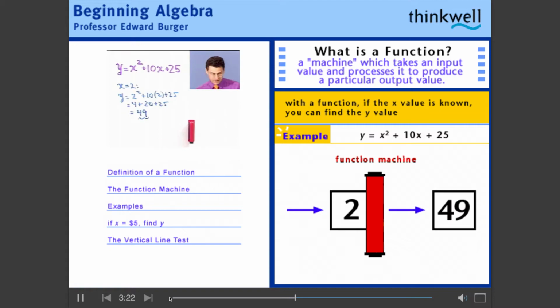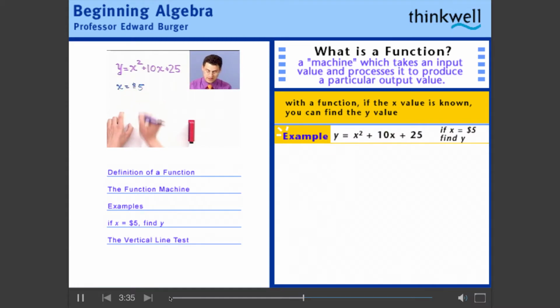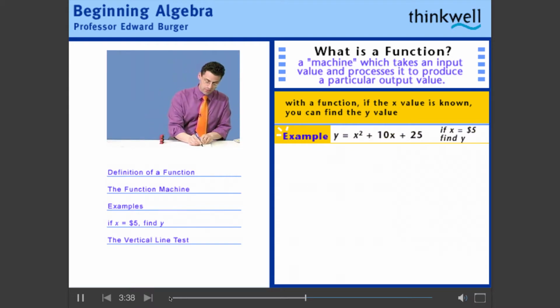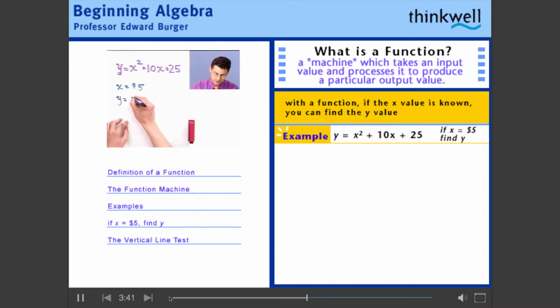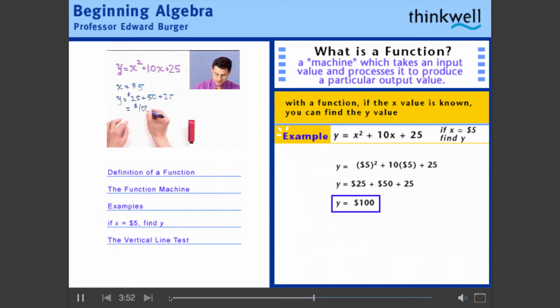So neat! Now, in fact, you can do this with anything. For example, suppose you take something like this. What if you let x be $5? Doesn't make a difference what you plug in. What would you get out? y would equal, well, I have $5 squared, which is $25, plus, and I'd have 5 times 10, which is $50, plus 25. So that would equal $100. So if this is really correct, I should be able to take a $5 bill and put it in, and let's see what happens. Let's see what happens here.